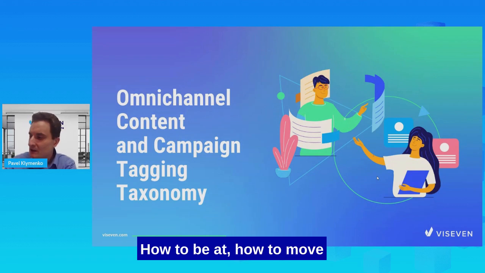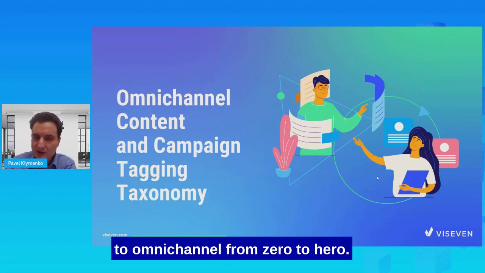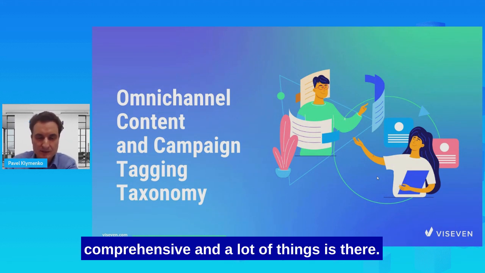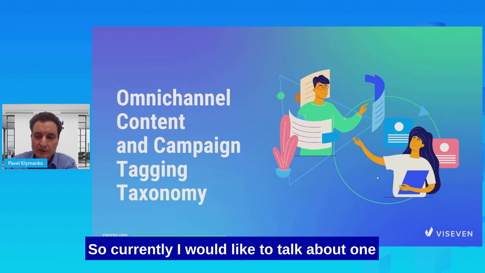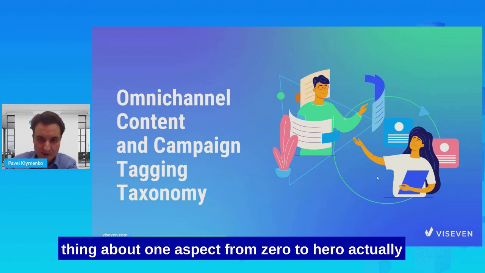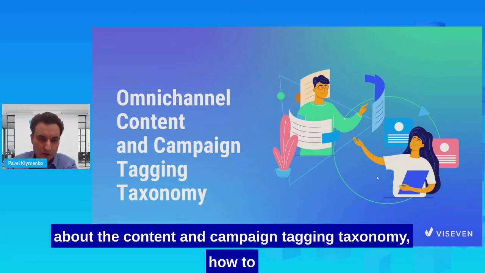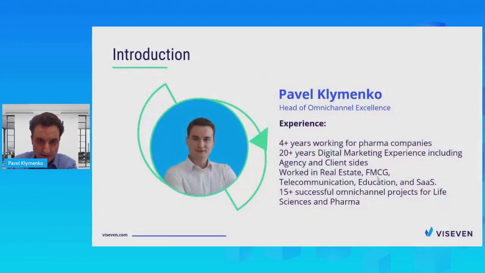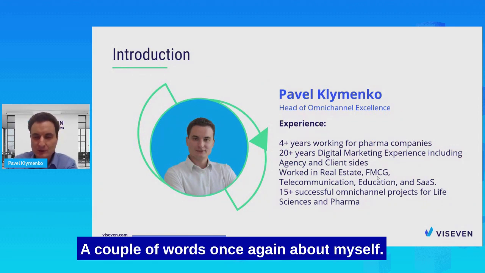How to move to omnichannel from zero to hero. So it's pretty complicated and comprehensive, and there are a lot of things there. So currently I would like to talk about one aspect from zero to hero, actually about the content and campaign tagging taxonomy, how to work with it, and why it is so important.